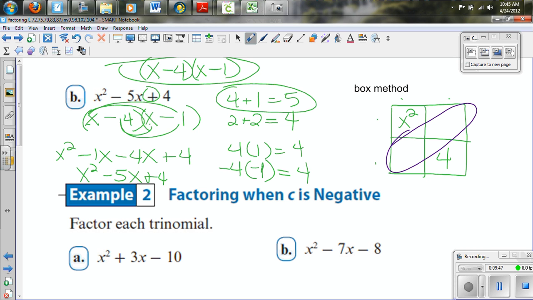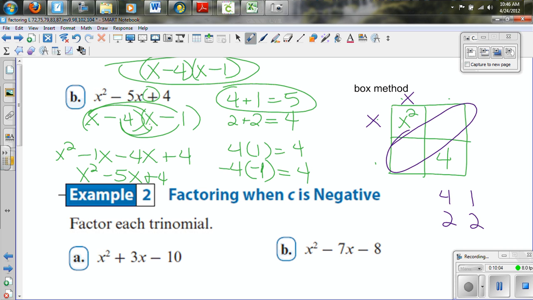So we know that this is going to be x and x. And we have choices again of 4 and 1 or 2 and 2. And so we're going to put those in and try them.